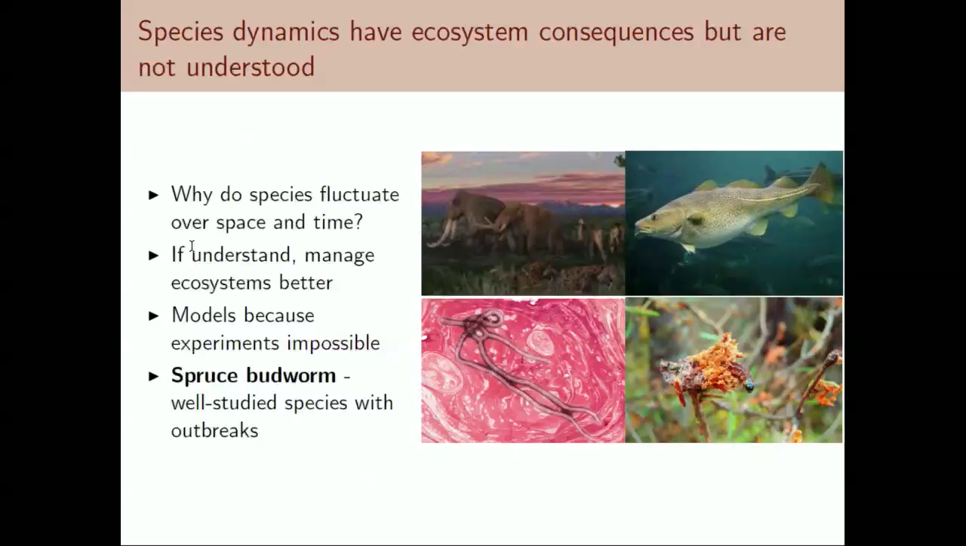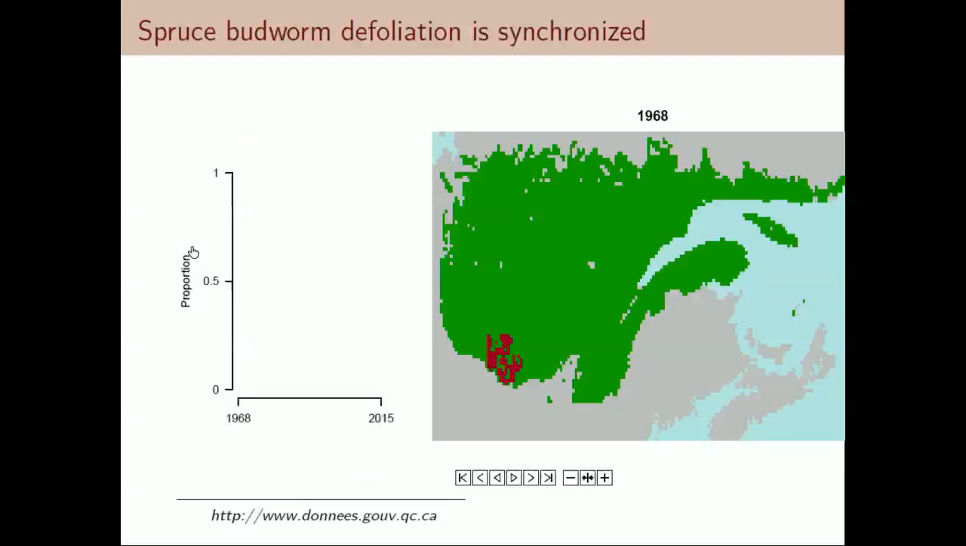And in a lot of these cases, we need to use models because at these very large scales we can't really have experiments. For my PhD, I studied the spruce budworm, on the bottom right here, which is a very well-studied species, but it also has very large outbreaks. And here, I'm going to show you what these outbreaks looked like.